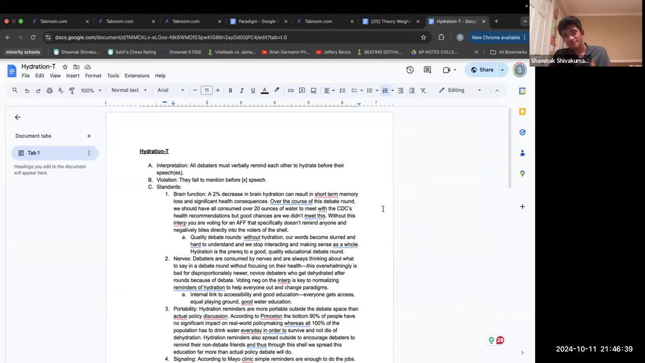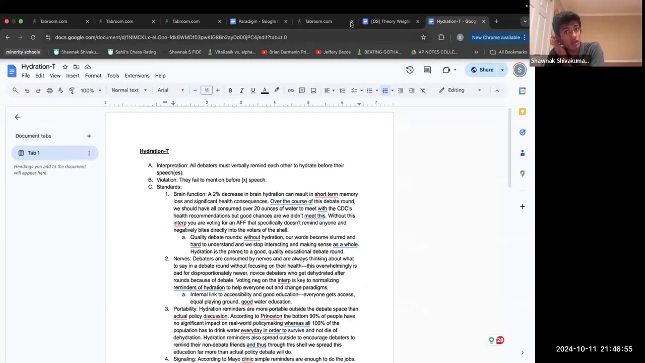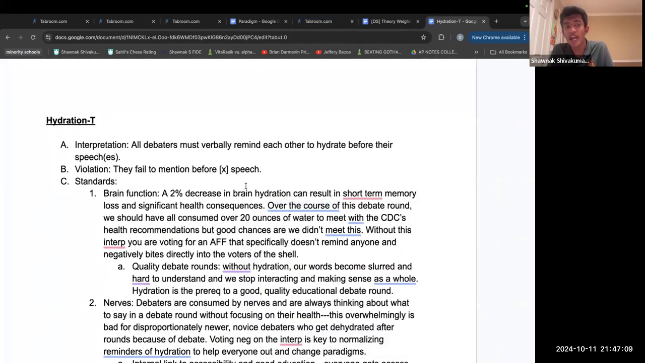This is an example of a very frivolous shell. Your opponents should lose the round because they didn't remind you to hydrate. That is what this interpretation is saying. You can come with anything. The opponents must name a tropical fruit and explain the health benefits of that fruit. Or all debaters must name a tropical fruit and name the health benefits of that fruit. Standards. 1, health. If you aren't actually engaging in eating fruits, then we are all lying in the hospital and we can't debate, which means this is the prerequisite to actually debating.